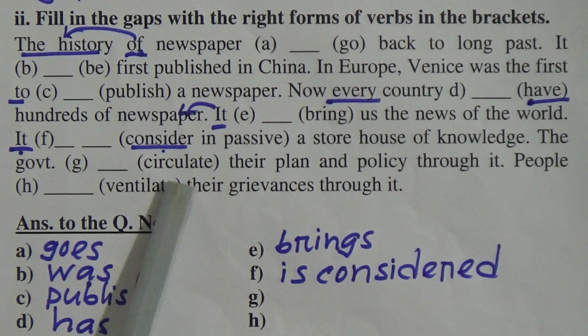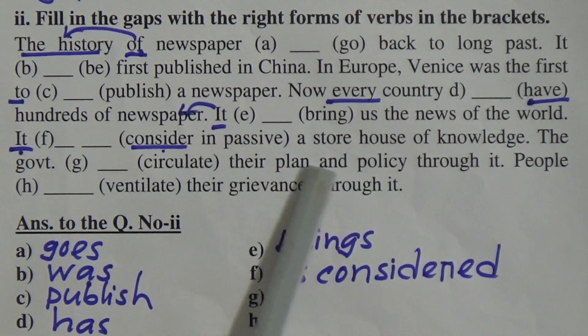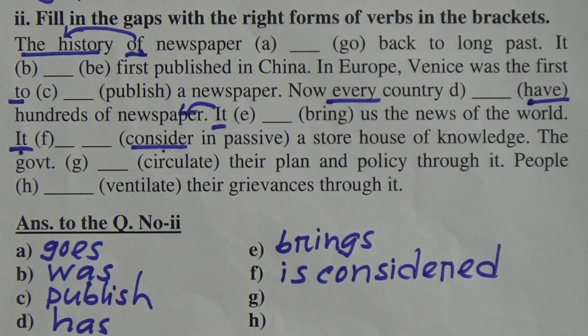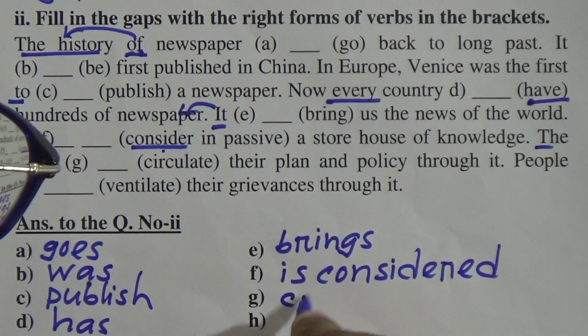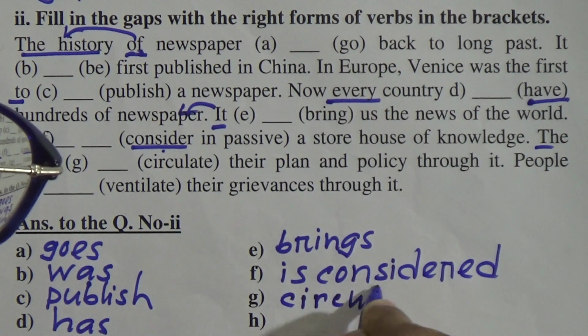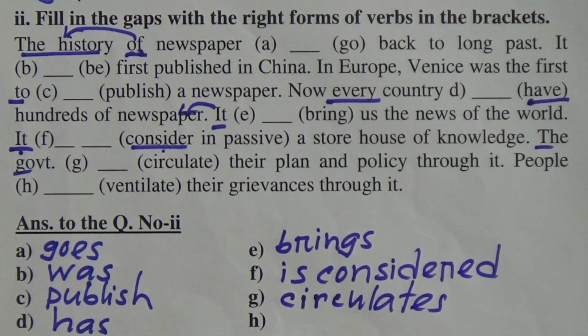The government dash circulate their plan and policy through it. So the government is third person singular number, so we have to add s or es after the verb. Circulates their plan and policy through it.